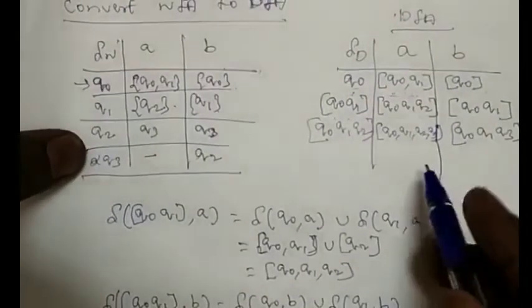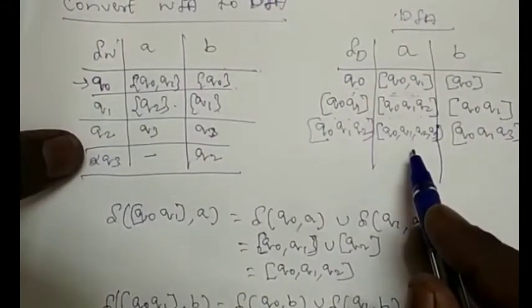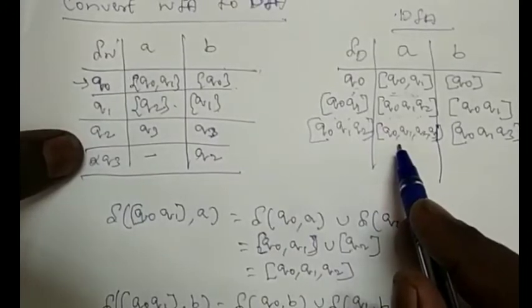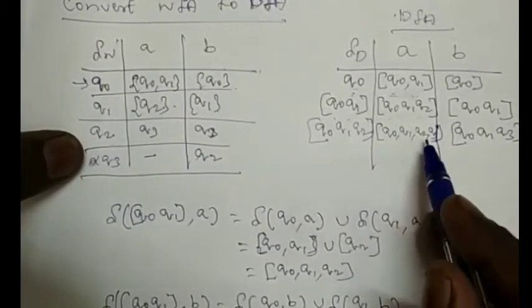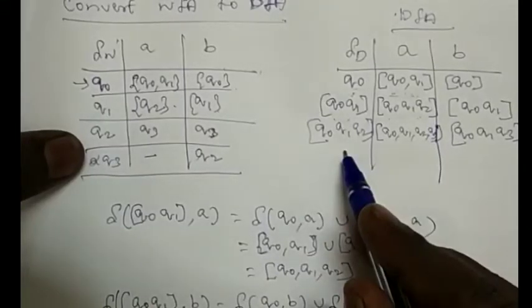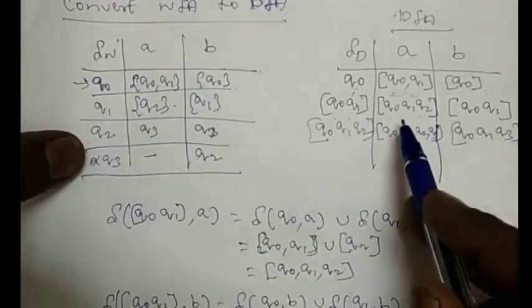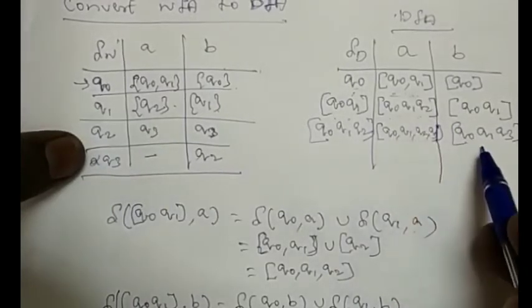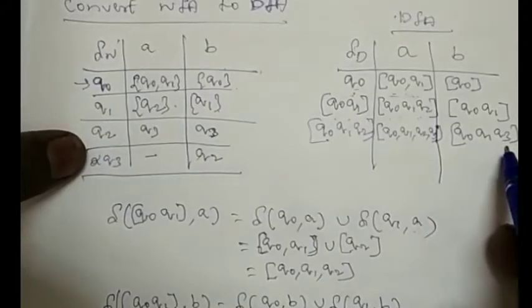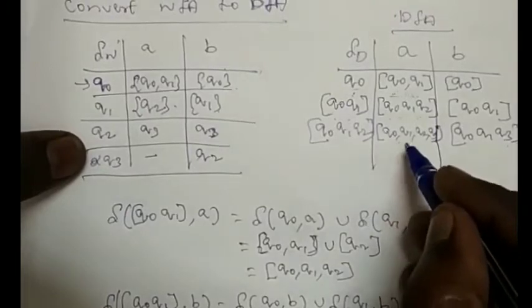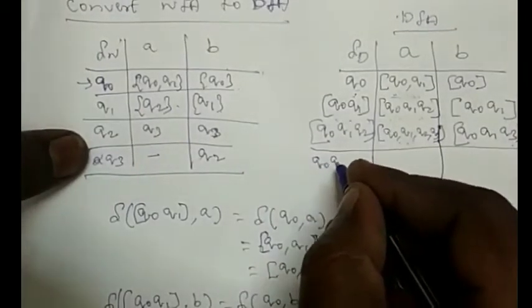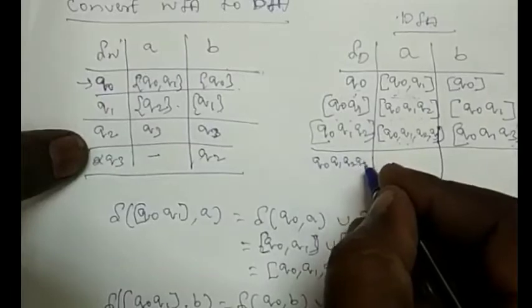Now which is the new state here? I have two new states here. One is {Q0, Q1, Q2, Q3} because the entry is not available there, and I have another state called {Q0, Q1, Q3}. Earlier you had {Q0, Q1, Q2}, but here it is Q3. So this is a new state here. So these two are new states. First, process the new state {Q0, Q1, Q2, Q3}.